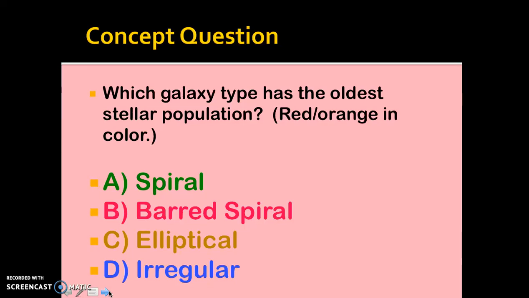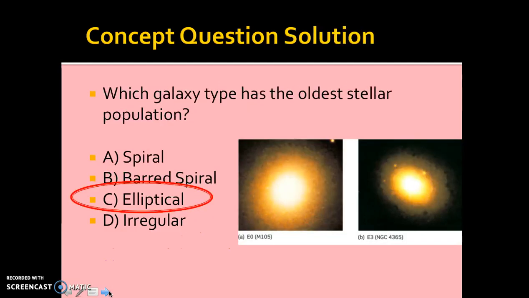So which type of galaxy, as review, has the oldest stellar population? All right, hopefully you answered elliptical galaxies, those ones that are devoid of interstellar gas and dust, containing those old, red, and dead stars.